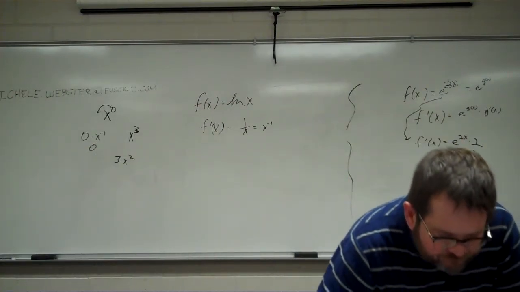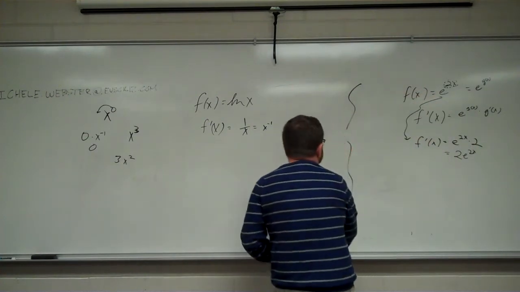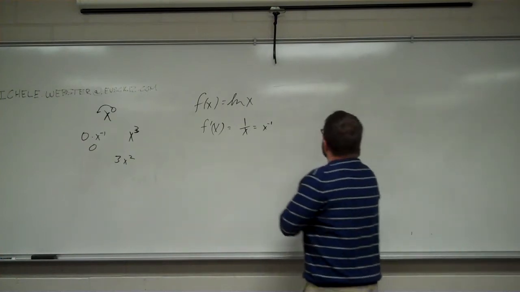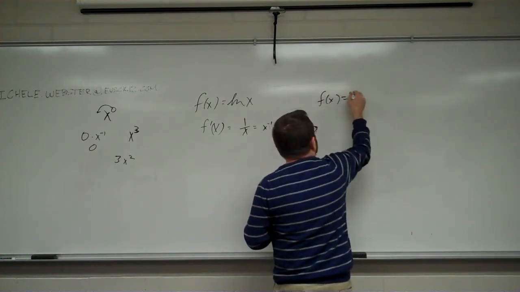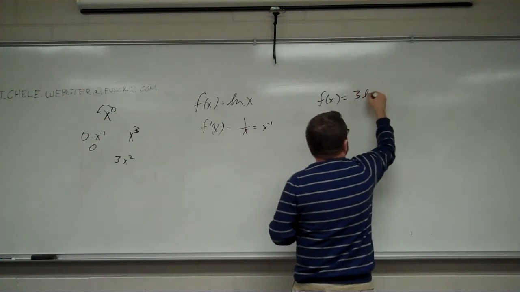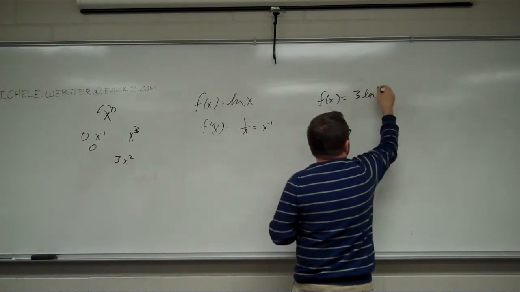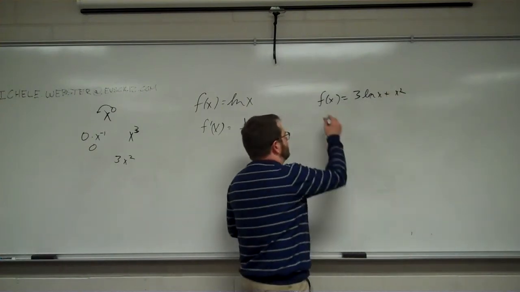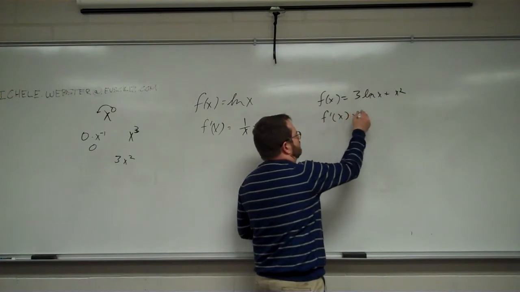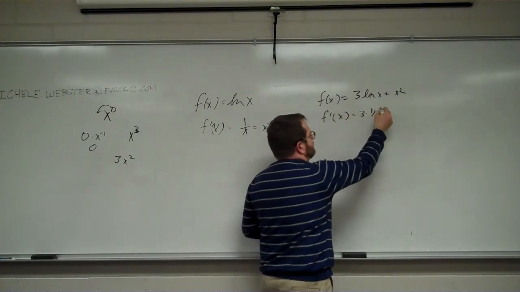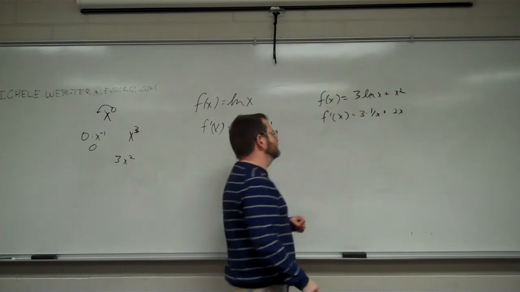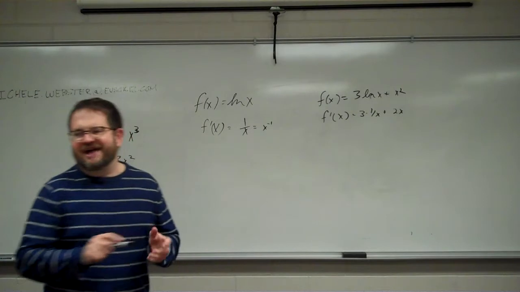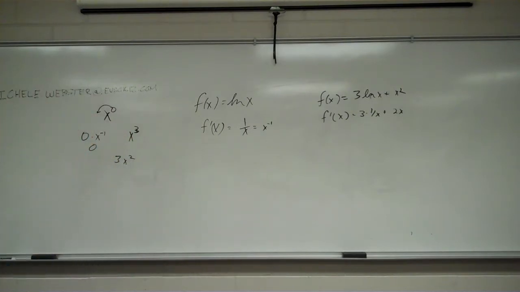Now, again, we can do this all over the place with examples. We can have f of x equals 3 natural log of x plus x squared. Well, then its derivative would be 3 times 1 over x plus 2x. And your book will have some examples like that. And that's not so hard.